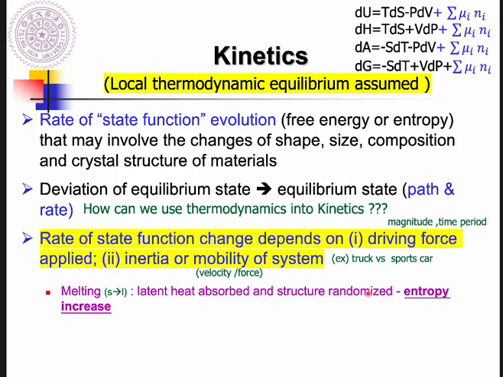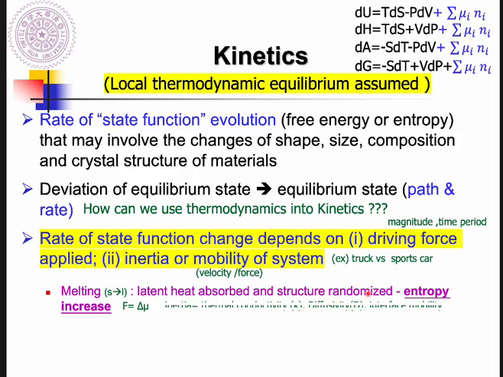So the driving force here is the chemical potential difference or gradient, which means that we have a higher chemical potential in the liquid phase compared to the solid phase. So the driving force actually is a chemical potential gradient. But what is the inertia or mobility, the resistance?